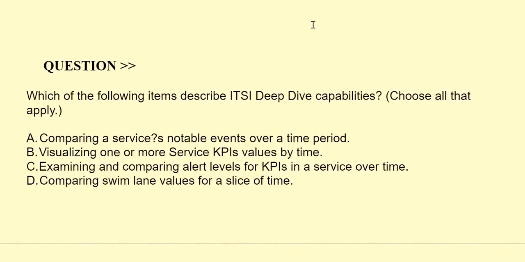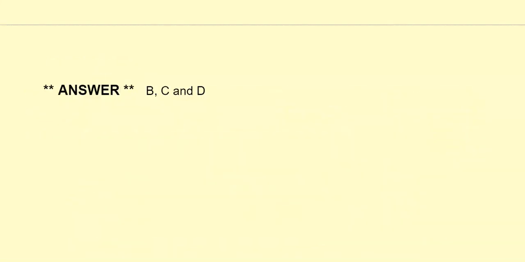Our next question is, which of the following items describe ITSI deep dive capabilities? Choose all that apply. Option A, comparing a service notable events over a time period. Option B, visualizing one or more service KPI values by time. Option C, examining and comparing alert levels for KPI in a service over time. Option D, comparing swim lanes values for a slice of time. The correct answers are option B, C and D.